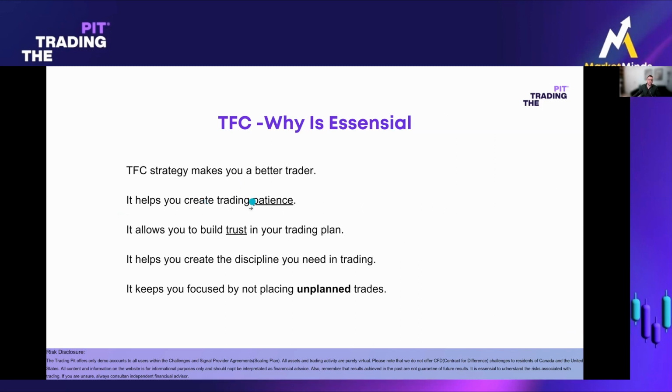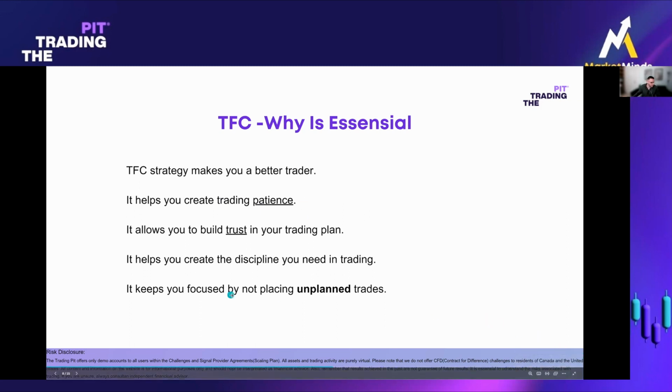So why is it crucial to understand time frame correlation in trading? Because overall, it will make you a better trader. Why and how? It will create the art of patience. Nobody is born a patient person by default. Okay, we are all the same. We are all humans and we have all the emotions running 24/7. But developing trading patience is an art, and that comes with exercise. So in trading, it comes with time frame correlation, of course.